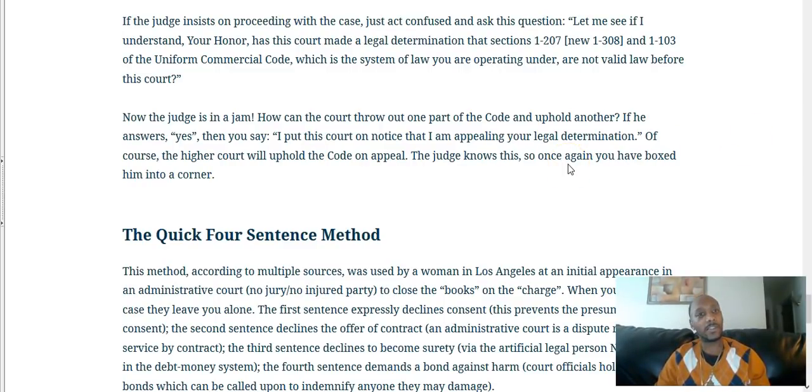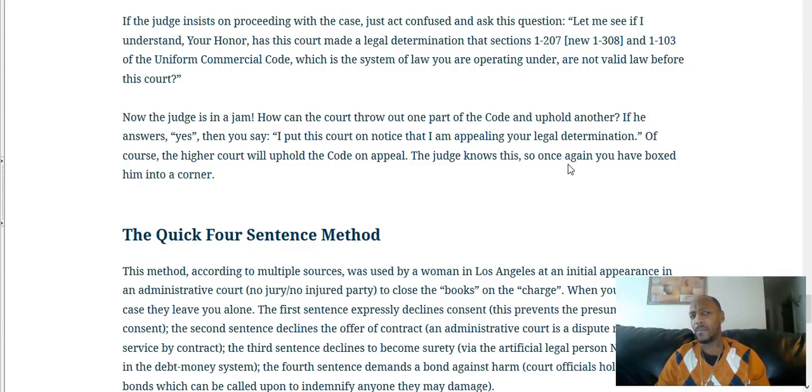If the judge insists on proceeding with the case, just act confused and ask this question. Let me see if I understand, Your Honor, or My Honor. Has this court made a legal determination that sections 1-207 and 1-308 and 1-103 of the Uniform Commercial Code, which is the system of law you are operating under, are not valid law before this court?